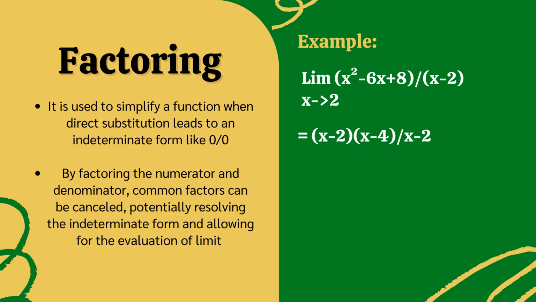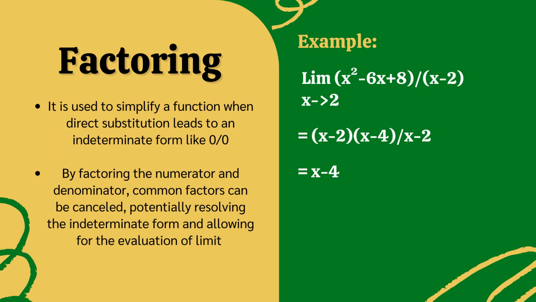Next, we separate the two numbers to create a new numerator, which gives us x minus 2 and x minus 4. And now our function becomes x minus 2 times x minus 4 over x minus 2. In this new function, we see that the numerator factor x minus 2 and the denominator x minus 2 are the same, so we can cancel them out. This leaves us with x minus 4.